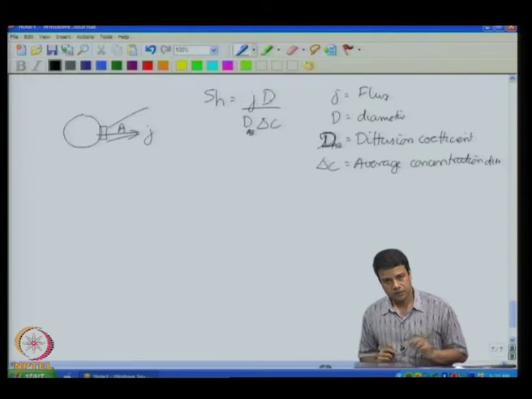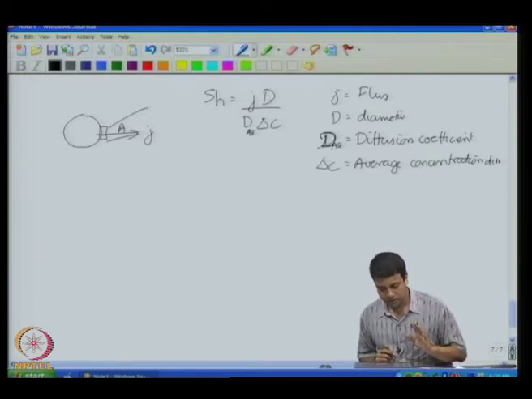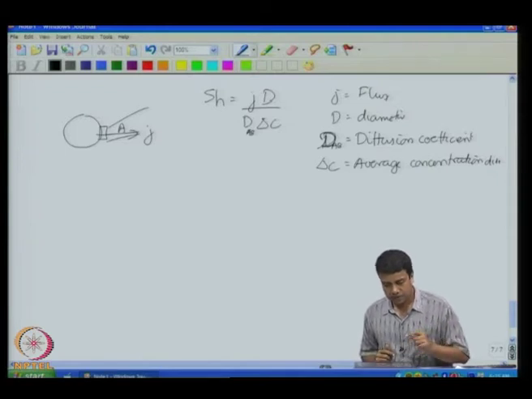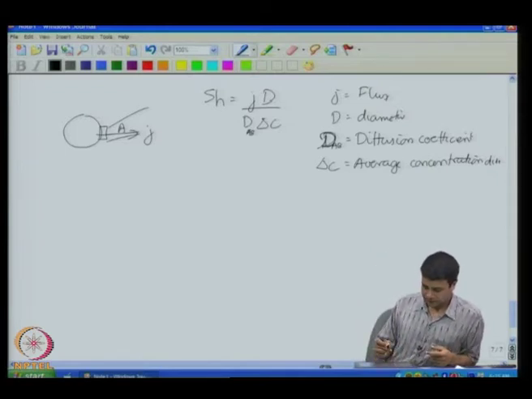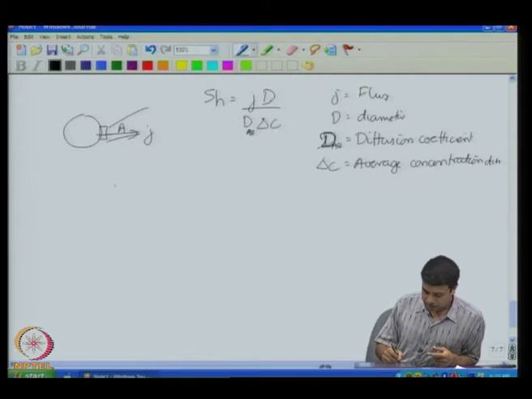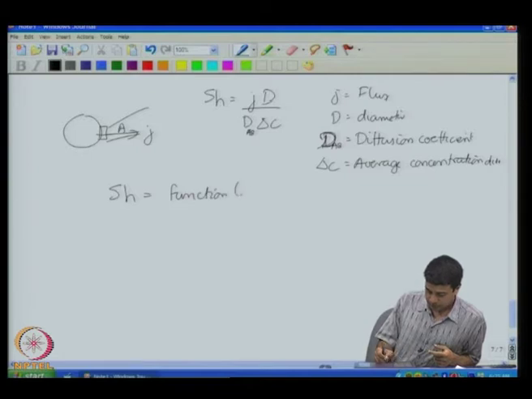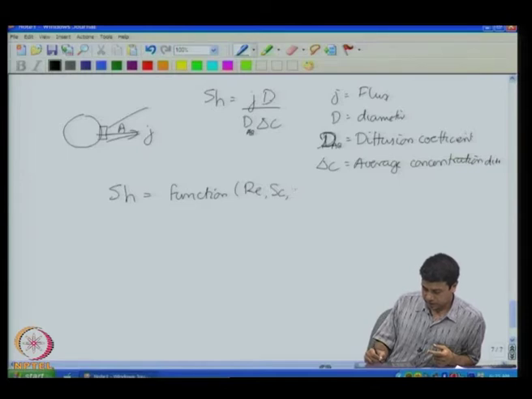In a similar manner to the correlations that we obtained for heat transfer, we can also obtain correlations for the mass transfer. And in mass transfer, these correlations will have a Sherwood number equal to some function of the Reynolds number, Schmidt number, and various other dimensionless groups.